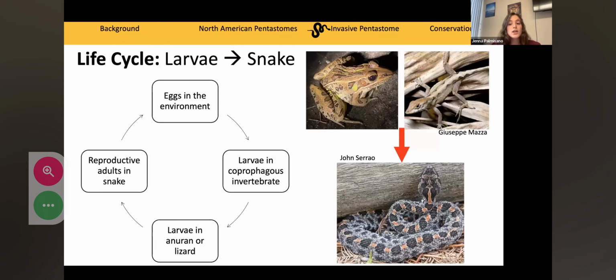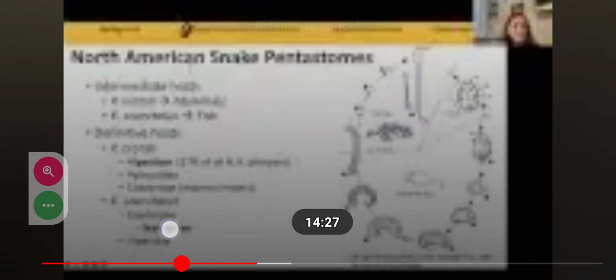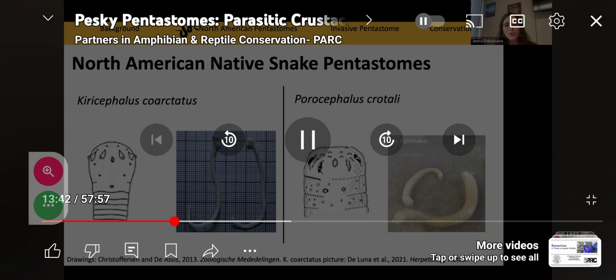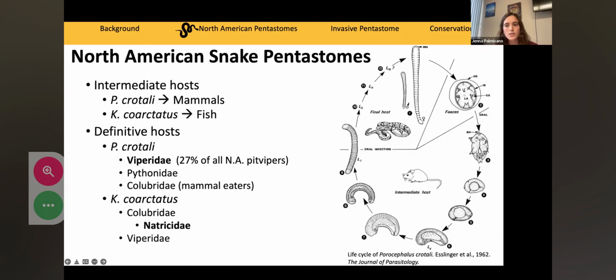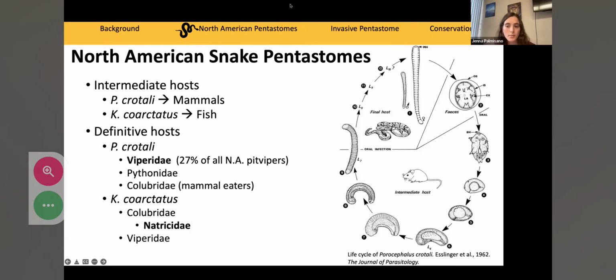So when snakes ingest an infected lizard or frog, the parasite... Porocephalus crotali uses mammals mostly as intermediate hosts. It is found in 27% of North American pit vipers with Porocephalus crotali infections. And on the right, you can see the life cycle of P. crotali and the succession of its molts within the host.